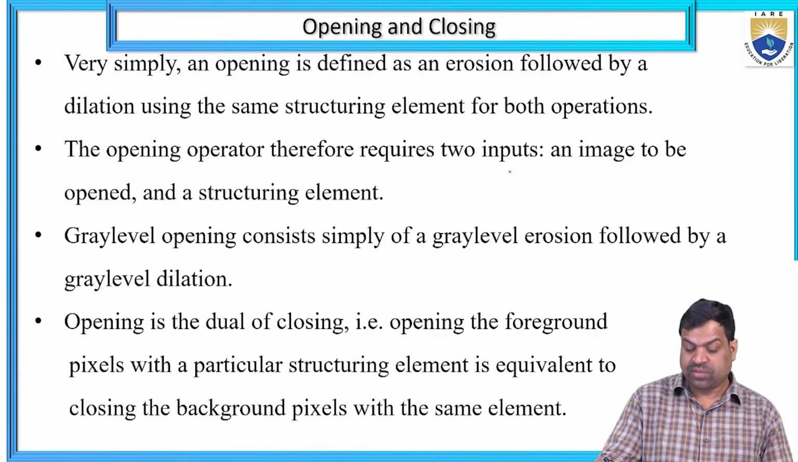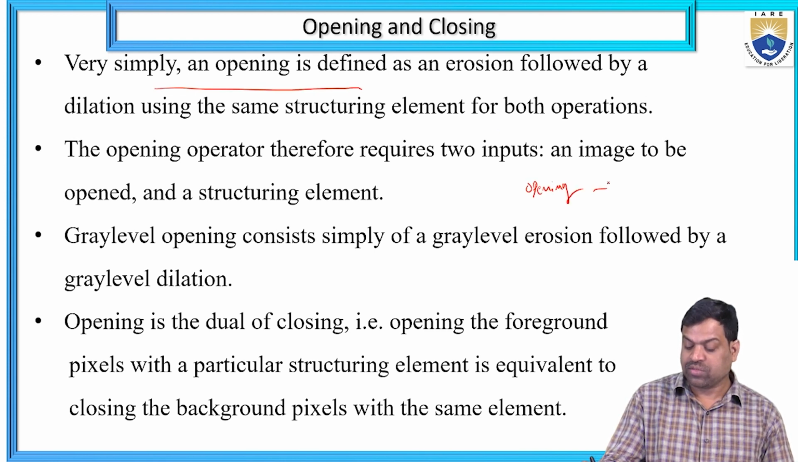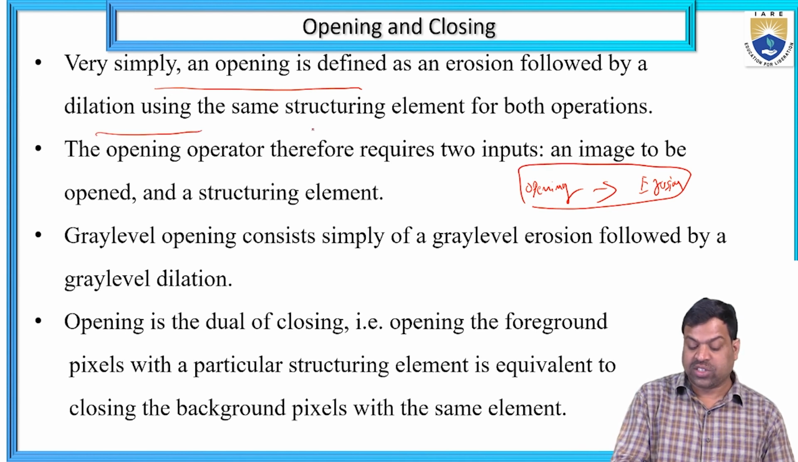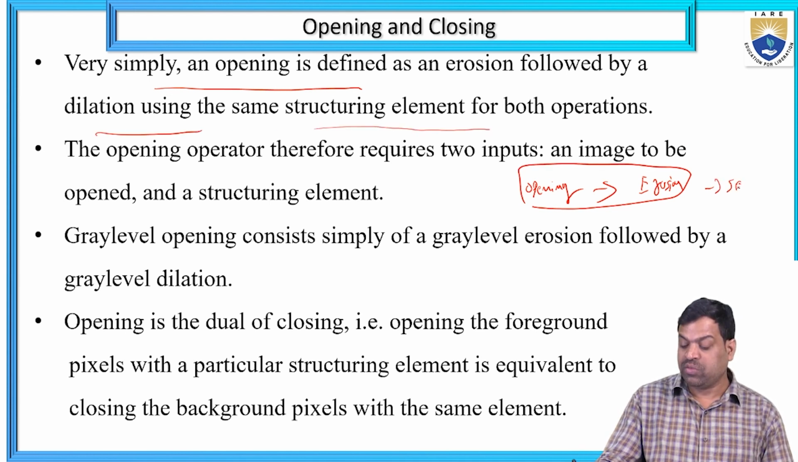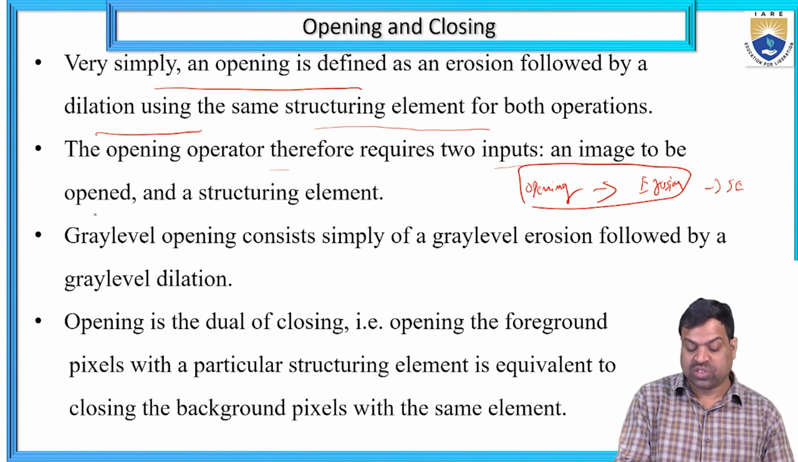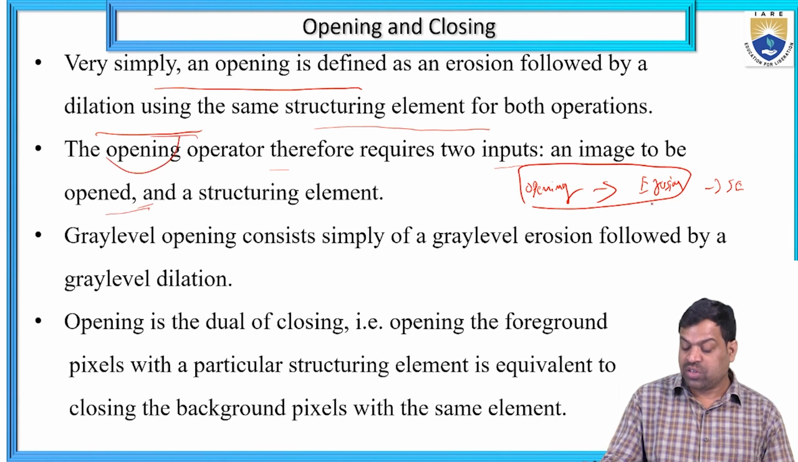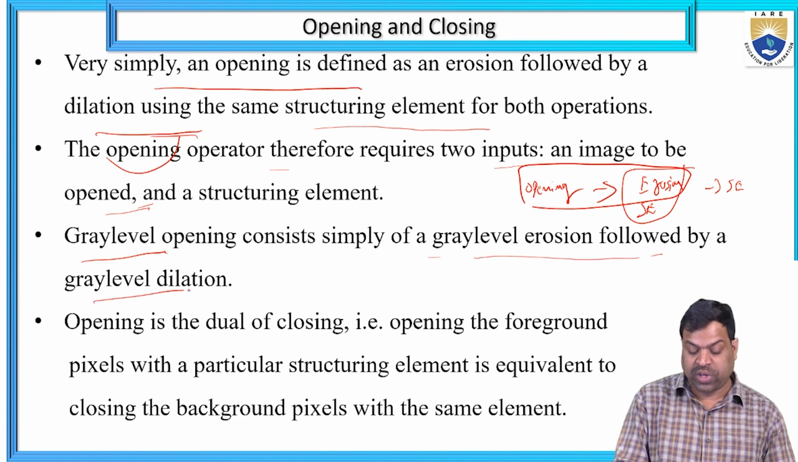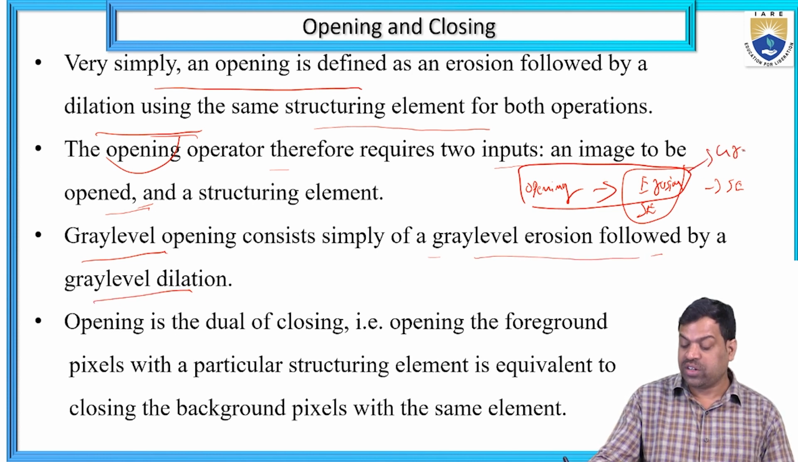So opening is defined as, first, the erosion. Opening is nothing but an erosion followed by a dilation using the same structuring element. The opening operator therefore requires two inputs. What do we need for opening? The image to be opened and a structuring element. So erosion and structuring element, both I need. The gray level opening consists of gray level erosion followed by a gray level dilation. So these are under gray levels.